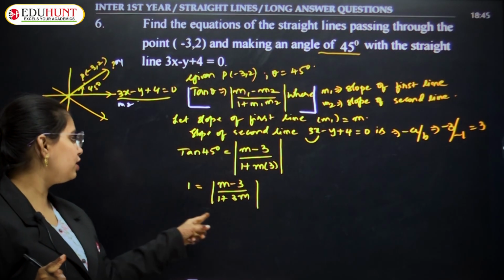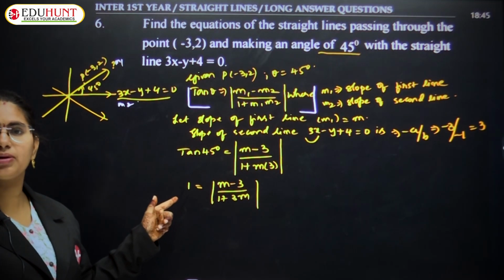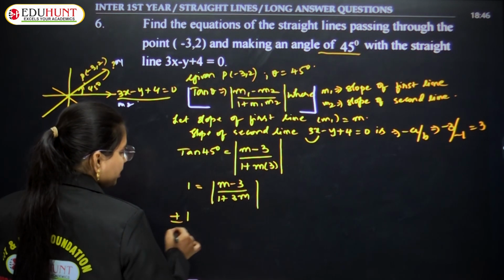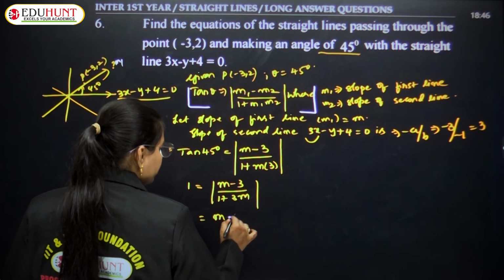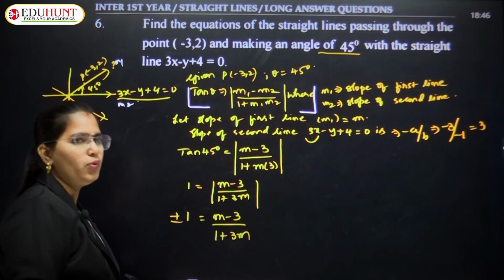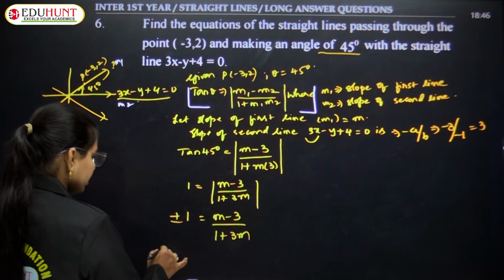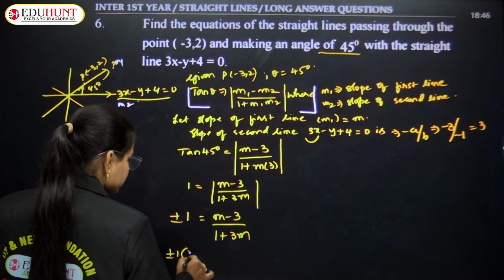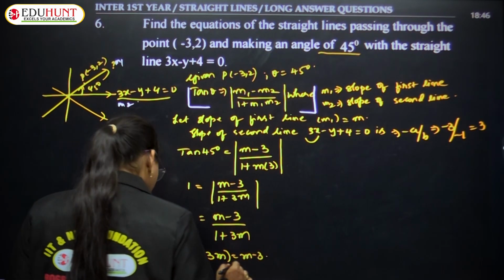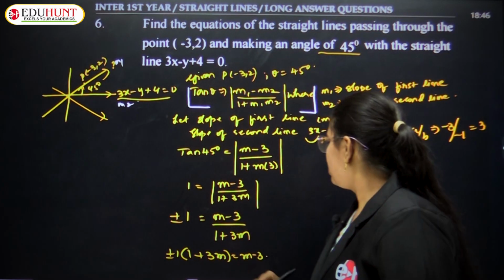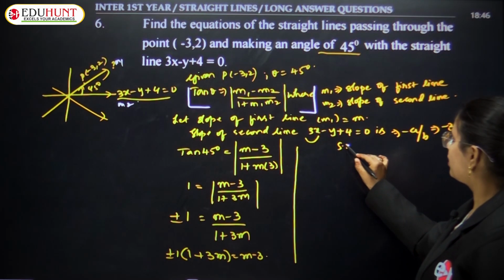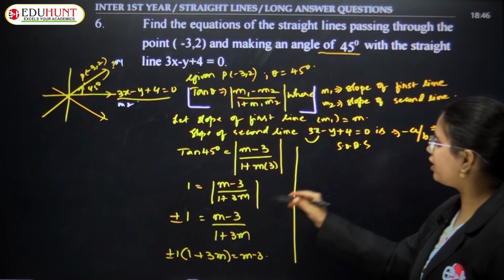As I mentioned earlier in long answer questions, the mod must be transformed to one side. When the modulus function is removed, it becomes plus or minus 1. So plus or minus 1 is equal to (m minus 3) by (1 plus 3m). Transform 1 plus 3m to the left side. So plus or minus 1 times (1 plus 3m) is equal to m minus 3. Now do squaring on both sides.